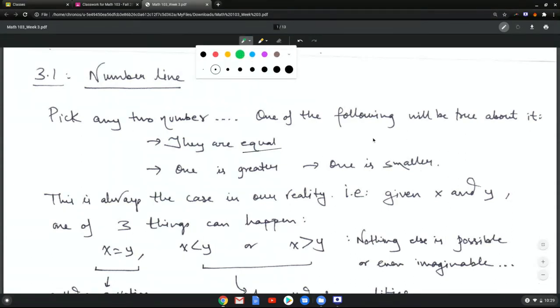For example, you picked 7 and 11. Then you have that 7 is less than 11 or 11 is greater than 7. If you pick 12 and 12, then you would say 12 equals 12. So there's only three things that can happen when you pick two numbers. They can be the same number, one can be less, and the other can be more. This is always the case in the reality that we live in.